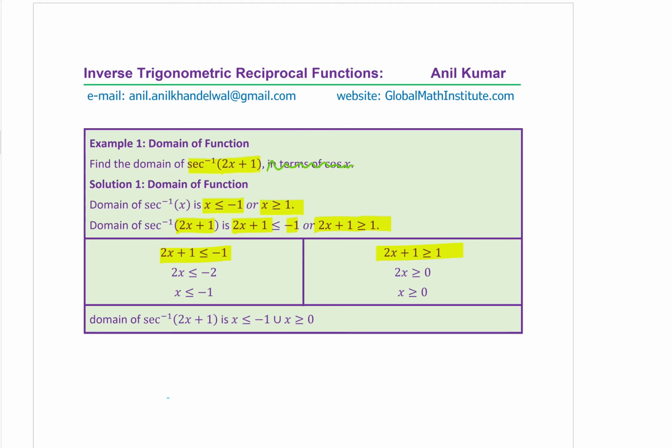So 2x plus 1 less than equal to minus 1, bringing 1 to the other side gives you 2x is less than equal to minus 2. Dividing by 2, we get x is less than equal to minus 1. On the other hand, 2x plus 1 greater than equal to 1, taking 1 to the other side gives you 2x greater than equal to 0. Dividing by 2, x greater than equal to 0. So that becomes the domain for the given function. Perfect.